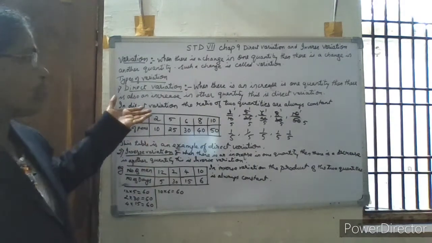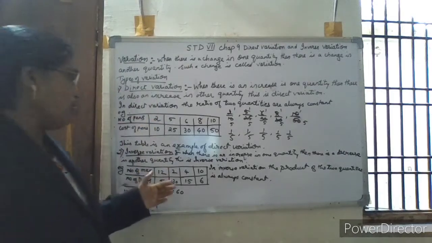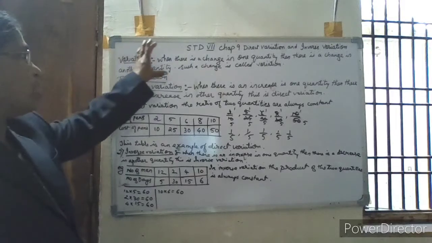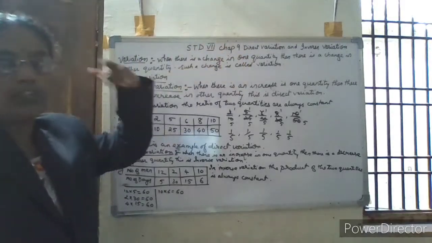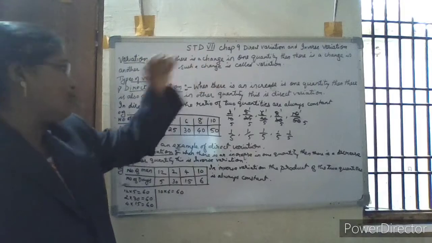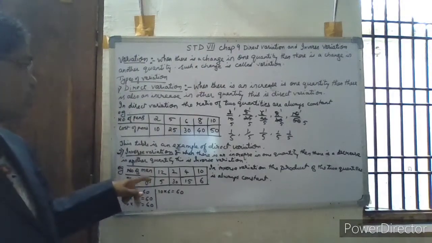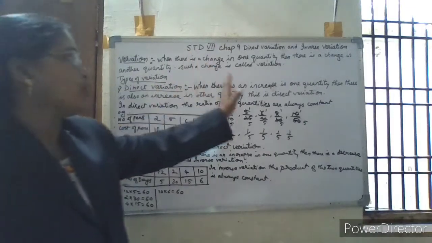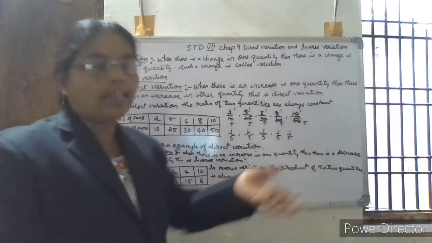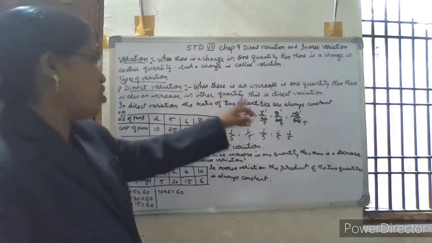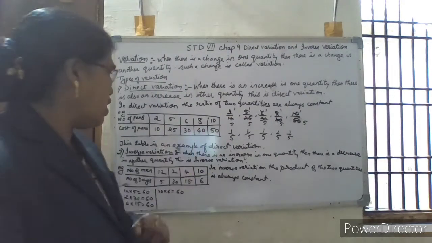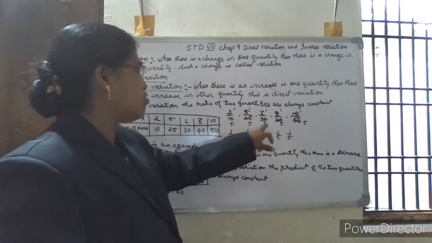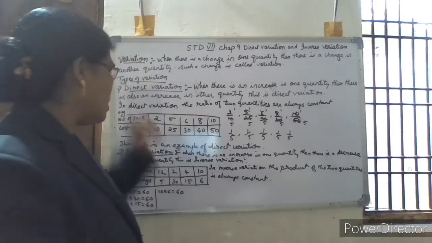I have given one example of direct variation and an example of inverse variation. So what is variation? When there is a change in one quantity, there is a change in another quantity. Such changes are called variations. We have two types of variation, direct variation and inverse variation. In direct variation, when one quantity increases, there is an increase in the other quantity also. Example I have given here. And the ratio of the two quantities is always constant in direct variation.